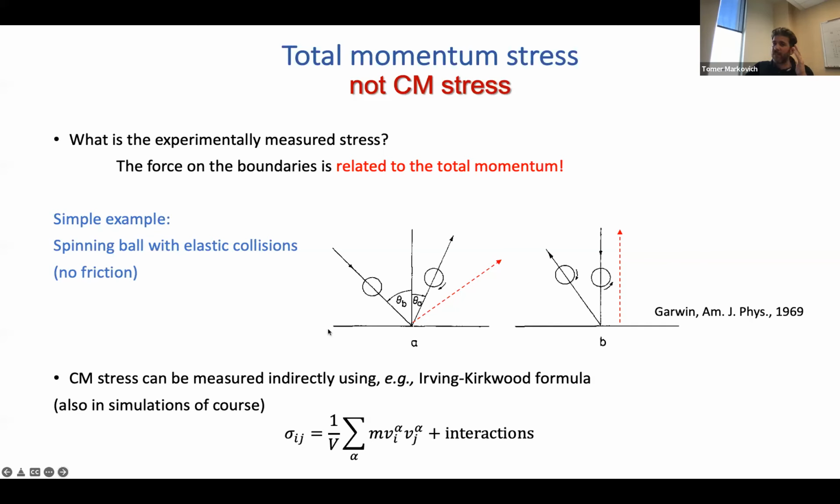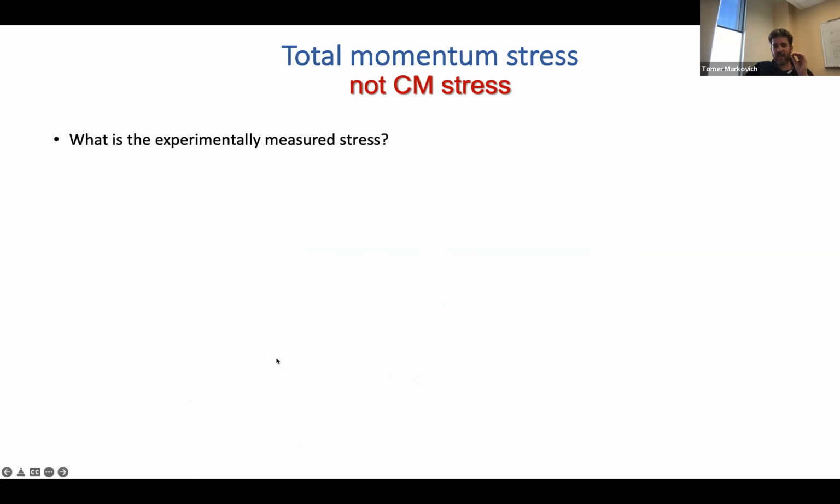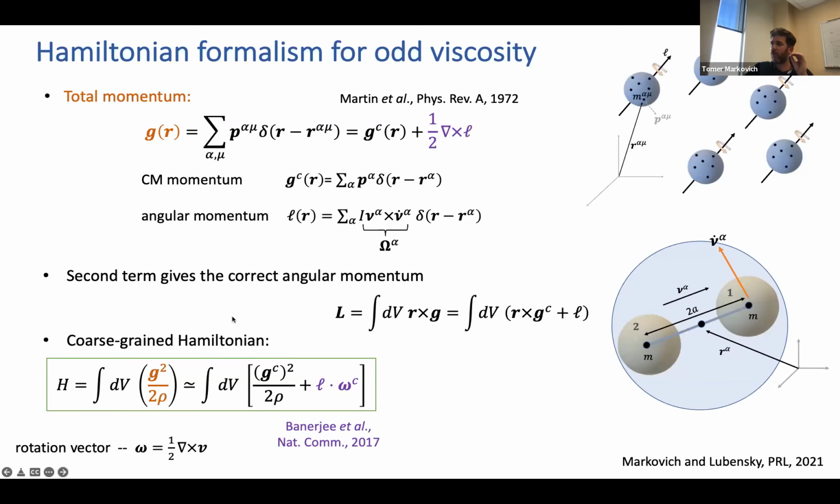So center of mass stress can be measured indirectly, definitely in simulation, but not directly from just moving the boundaries. You can use, for example, this Kirkwood formula, and you can track particles that hit the wall and do some indirect measurement, but this is not the force on the wall. So that's important to understand. That's why we guessed that we should use the total momentum here and not just the center of mass.